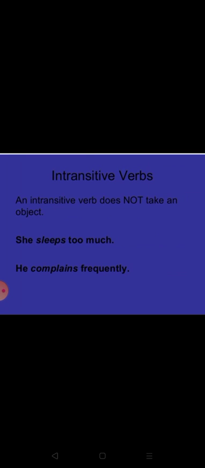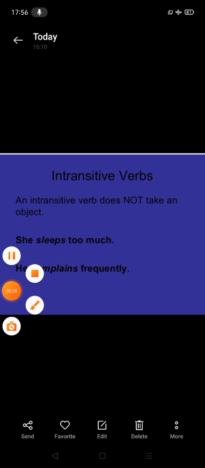Now, come to the intransitive verb. An intransitive verb does not take an object. Transitive verbs take an object, or intransitive verb does not take an object. This is the main difference between them. So, here see the sentence. Look at the sentences. She sleeps too much.